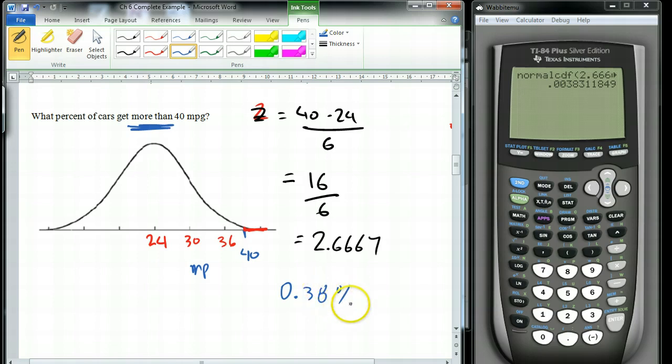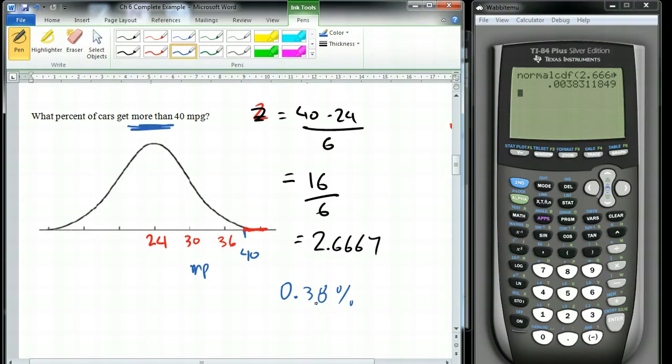0.338% of cars get more than 40 miles per gallon. So again, the full answer is, according to the normal model, we expect 0.338% of all vehicles to get more than 40 miles per gallon. If you're driving a car that gets more than 40 miles per gallon, you'd probably have an electric car or something that doesn't even use gas.